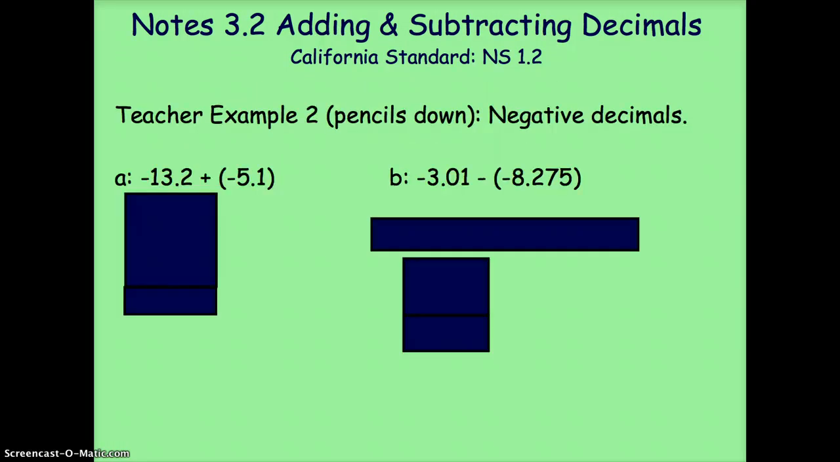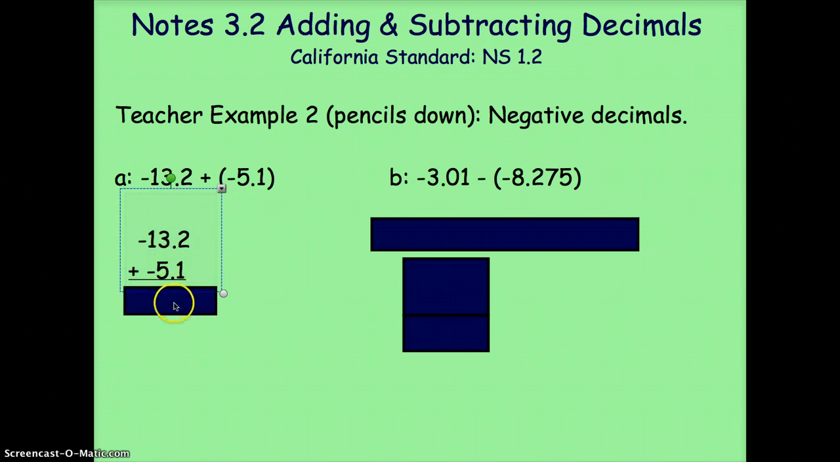Now, teacher example 2 is working with negative decimals. This is where you want to be careful. So here, they're both negative. So I know I don't need to skip change, I don't need to secretly subtract. I simply add my 2 negatives together, lining up my decimal points, of course. I add them together, and right away I know 2 negatives, when I add them together, my answer is going to be more negative. And I have an answer of negative 18 and 3 tenths.